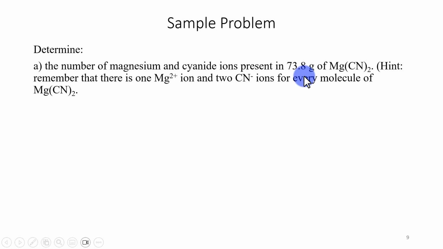You're starting with mass in grams, convert to moles. Then once you have moles, use Avogadro's number to calculate how many molecules or formula units you have of magnesium cyanide, since this is an ionic compound. Then once you have how many molecules of magnesium cyanide you have, remember that there is one magnesium ion for every magnesium cyanide molecule and two cyanide ions for every molecule of magnesium cyanide. Follow the example with the hydrogen and oxygen atoms found in water molecules. It's very similar, just the numbers will be slightly different because these are different elements.